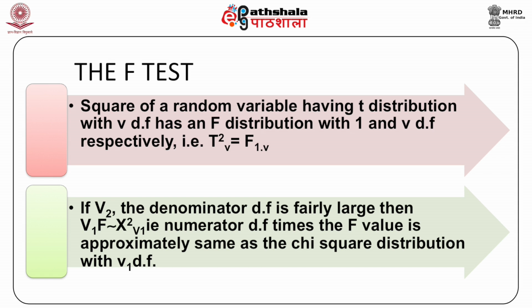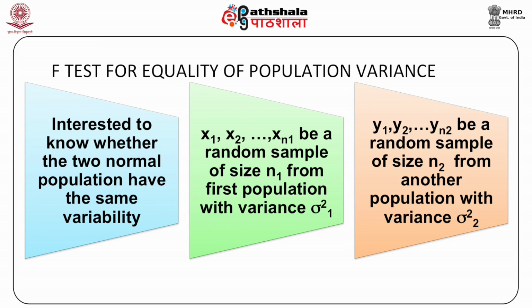We conduct an F test when we are interested to know whether two normal populations have the same variability. It measures the ratio of two sample variances. Let x1, x2, x3 up to xn1 be a random sample of size n1 from the first population with a variance of sigma 1 squared, and let y1, y2, y3 up to yn2 be a random sample of size n2 from another population with variance of sigma 2 squared.